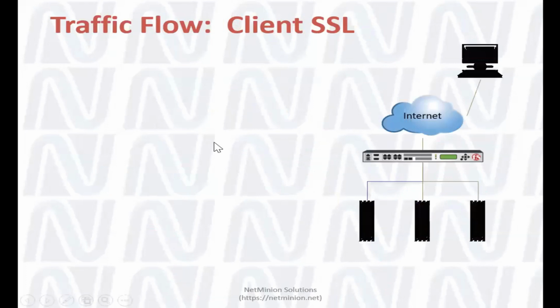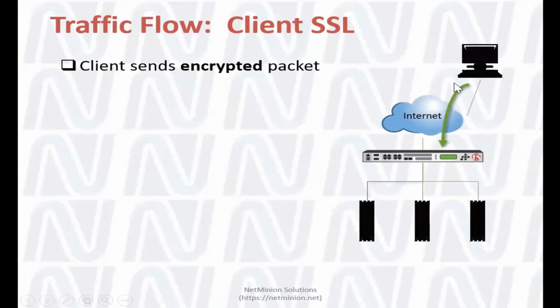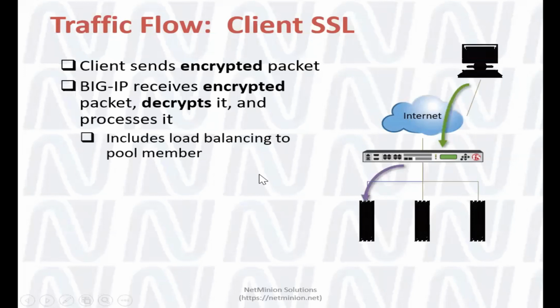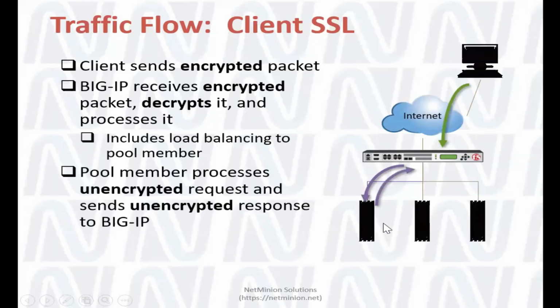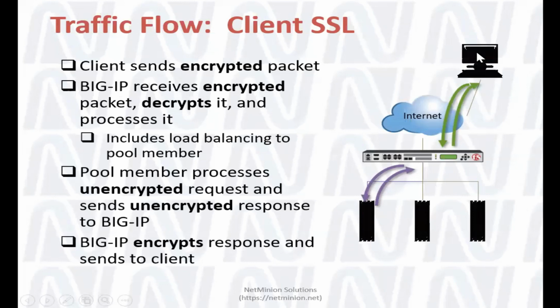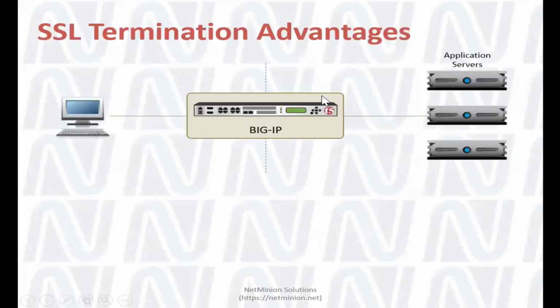Now let's talk about the traffic flow. The client sends the packet over the internet to the F5. F5 BigIP will receive that encrypted traffic, decrypt it, do all kinds of load balancing and whatever it needs to do, and send it to the pool member. The pool member has unencrypted traffic, so it sends an unencrypted response, and when it goes to the client over a medium which is not secure, like the internet, it gets encrypted again.